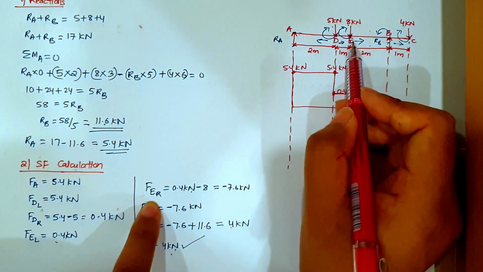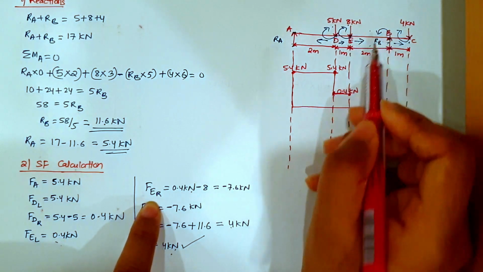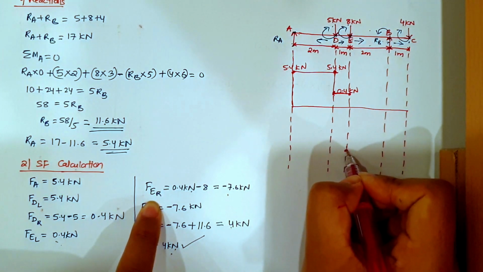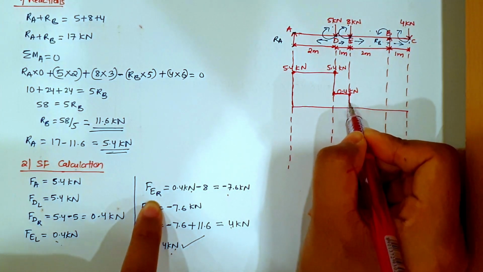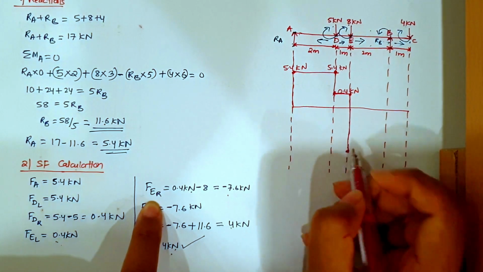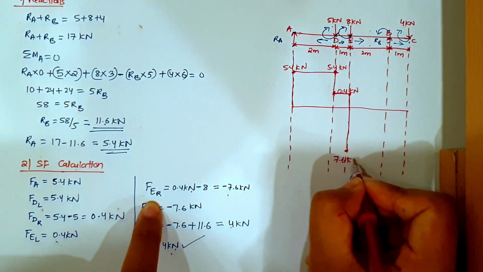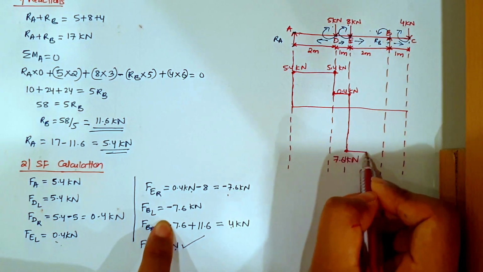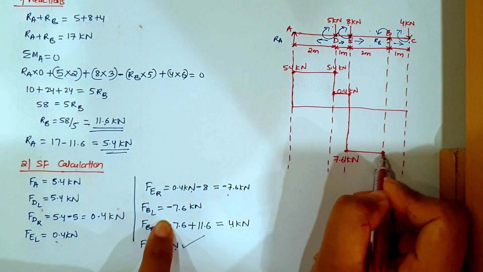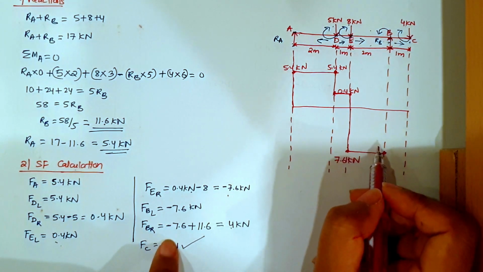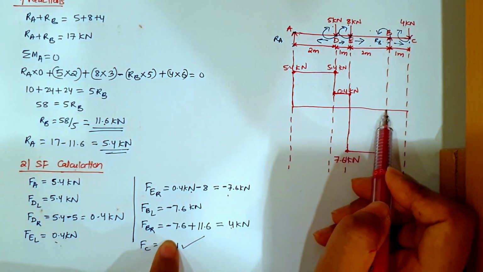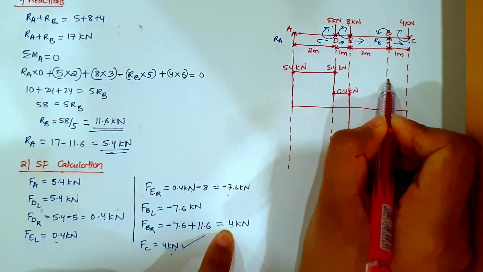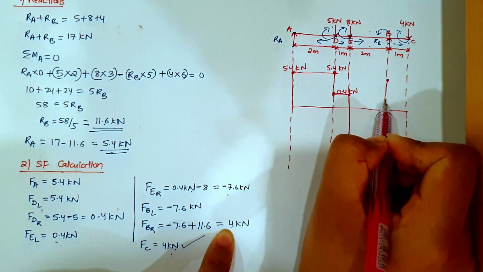Then towards E, when it is going to the right hand side direction, it is going to minus. So I have minus 7.6 kilonewton. And till B it is remaining constant, minus 7.6. Then again at this point B, when it is going to the right hand side, it is going to positive. So it is going to positive 4.